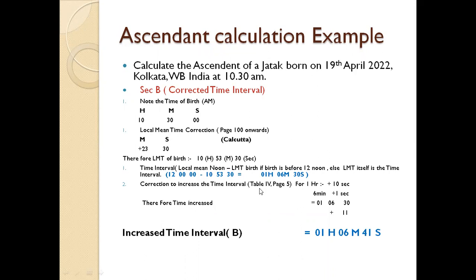So there is one more correction which we need to do. For 1 hour, it is 10 seconds, and for 6 minutes, on page 5, you can find it is 1 second. So basically 10 plus 1, 11 seconds. So we are just adding this 11 seconds to this time interval correction. So the total has now come to 1 hour, 6 minutes, and 41 seconds. So in section A, we have found the sidereal time based on 12 noon on 19th April 2022. And here, based on the birth time, we have got the time interval correction, which is 1 hour, 6 minutes, and 41 seconds.